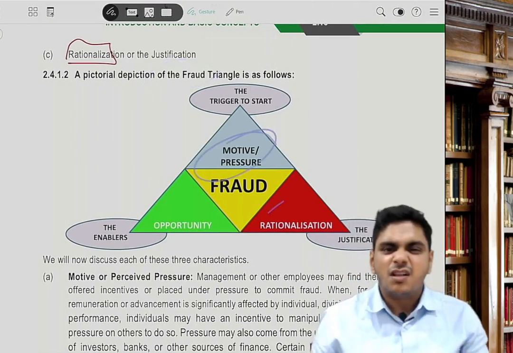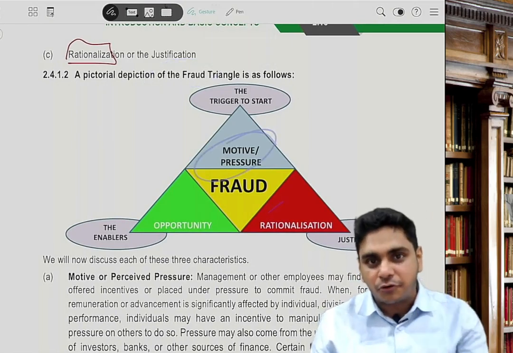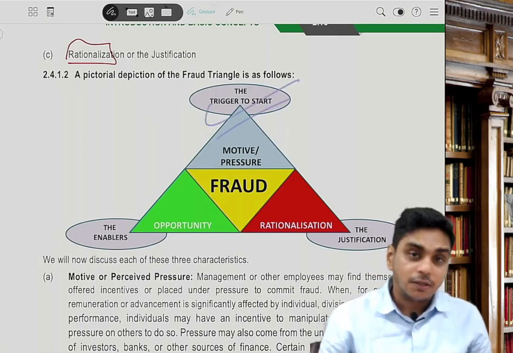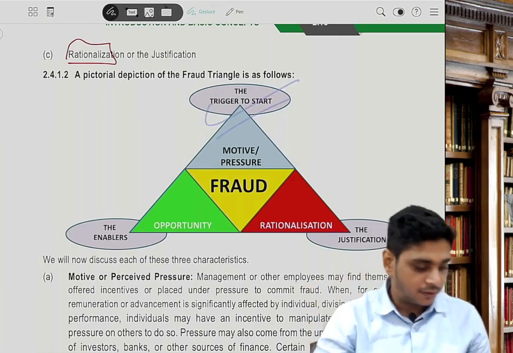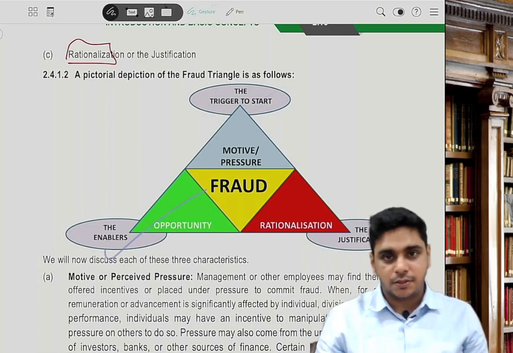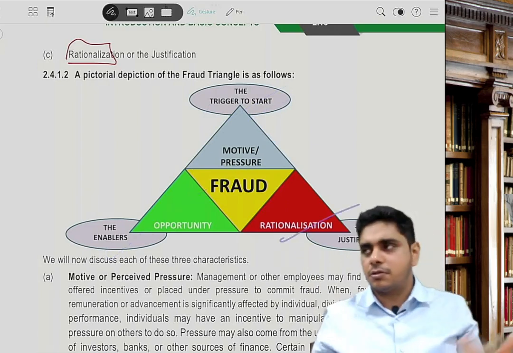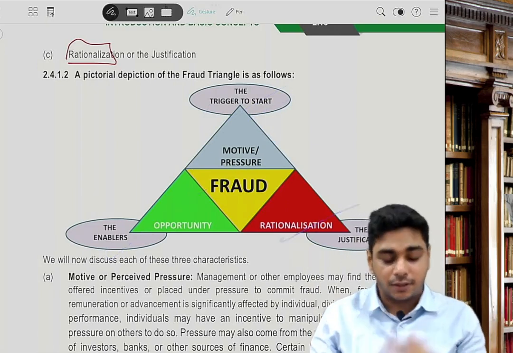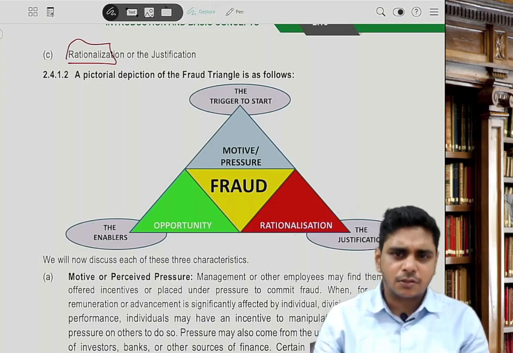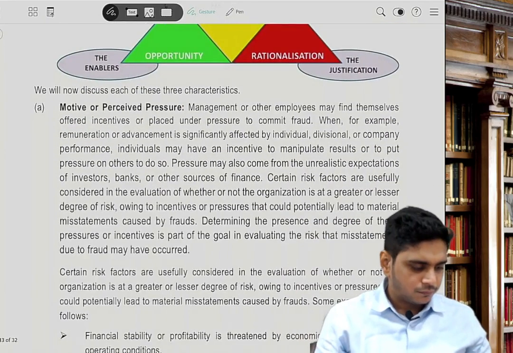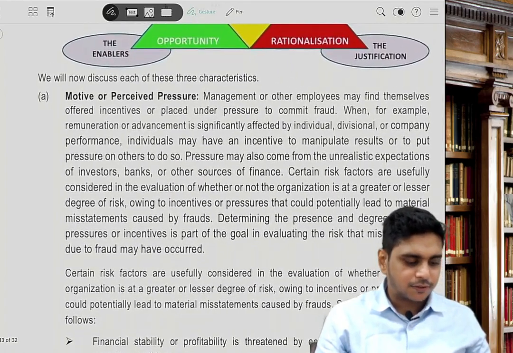Now, a pictorial depiction of the fraud triangle. Motive: I want to take revenge, I want to do this, the trigger to start. Opportunity: I will find out the way, the enablers. And rationalization: everything is fair in love and war, and we are at war. Justification. Now let's understand all these three things.